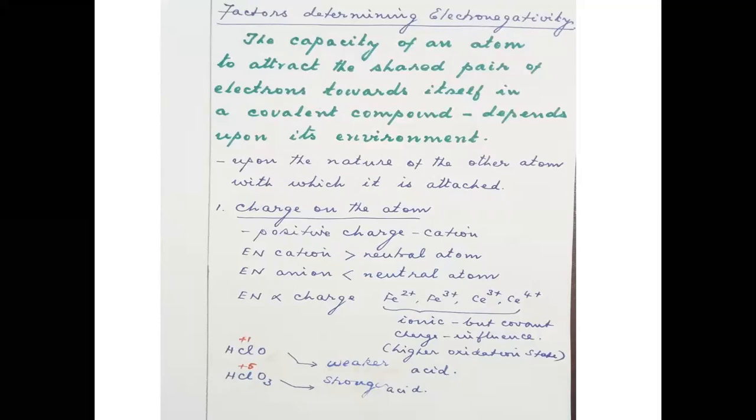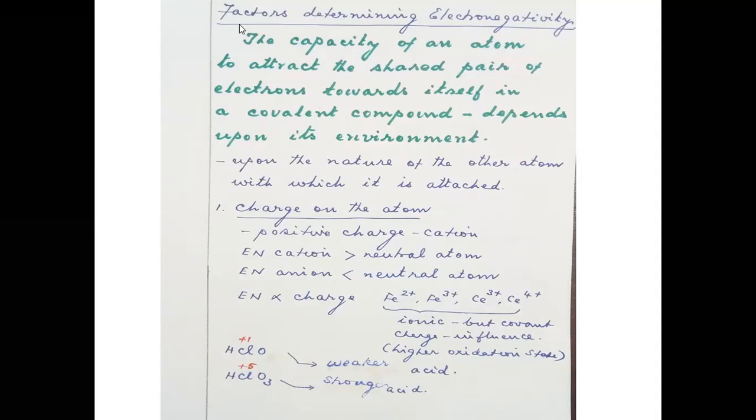So the capacity of an atom to attract the shared pair of electrons does not depend upon the nature of that atom alone. It depends upon the nature of the other atoms with which it is attached. We are going to see one after the other how the environment affects the electronegativity, how the other atoms attached to that particular atom whose electronegativity is under consideration are affecting it. So these are all the various things we are going to discuss today.